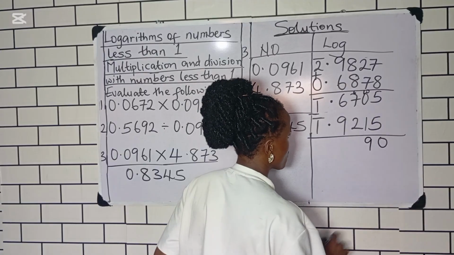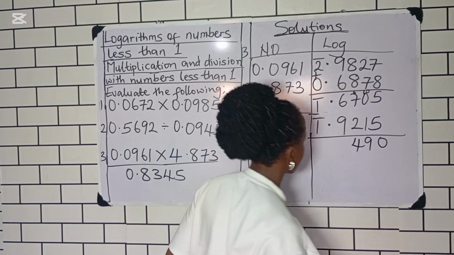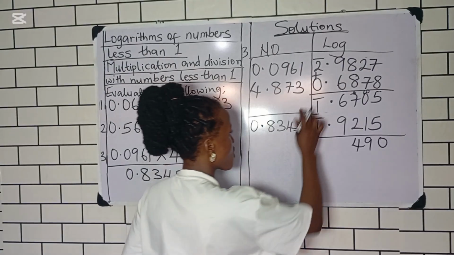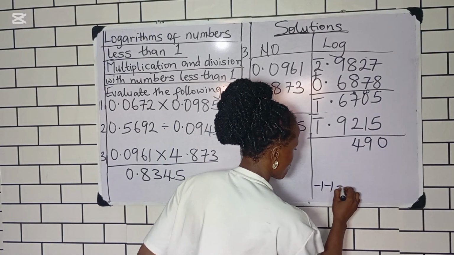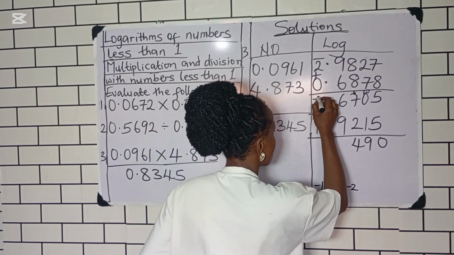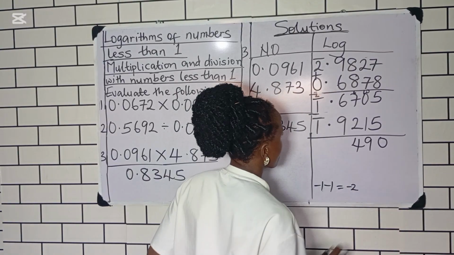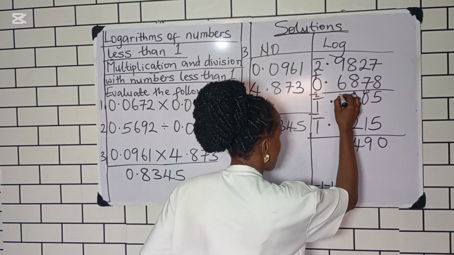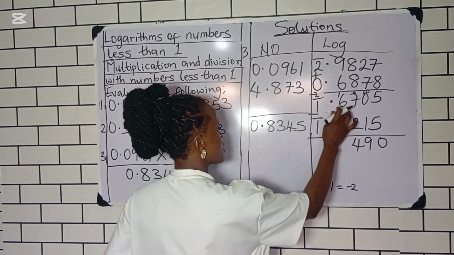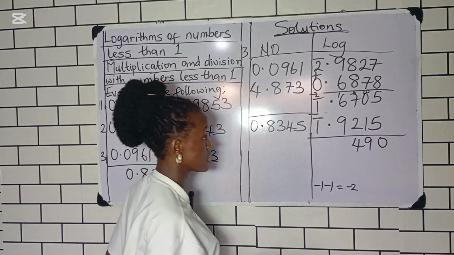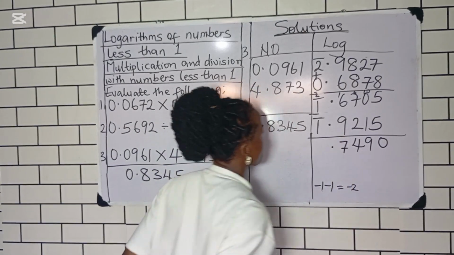6 minus 2 will give us 4. 6 minus 9 can't go. You carry 1 from minus 1. Minus 1 minus another 1 will give us minus 2. You'll be left with minus 2 here. Now if you carry 1 from this minus 1, add it in front of this 6. Here we have 16. 16 minus 9 will give us 7. You write 7. Bring down your decimal point.